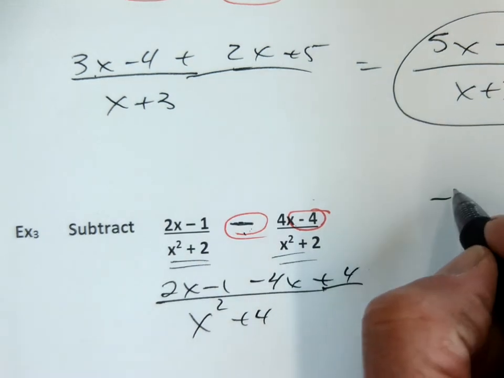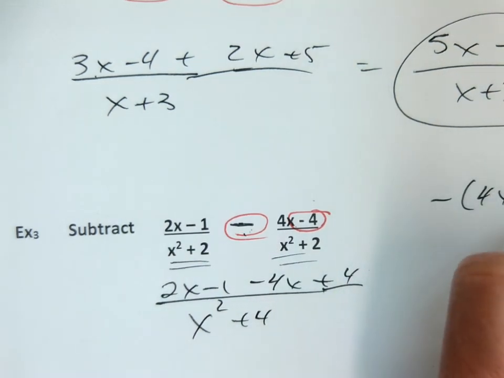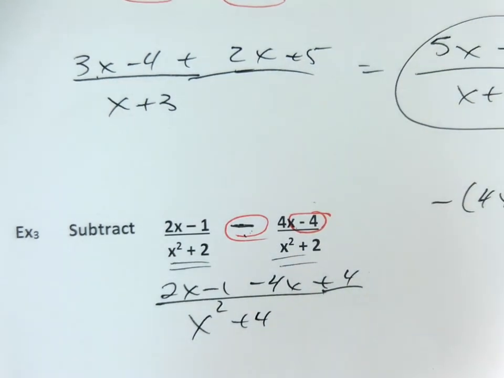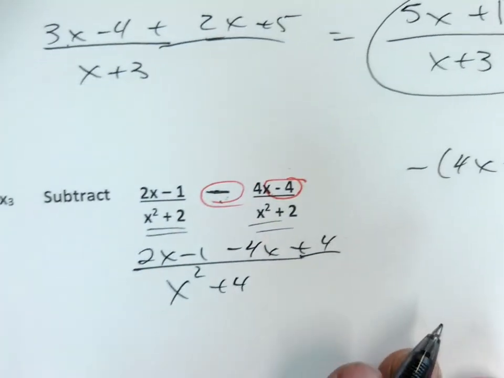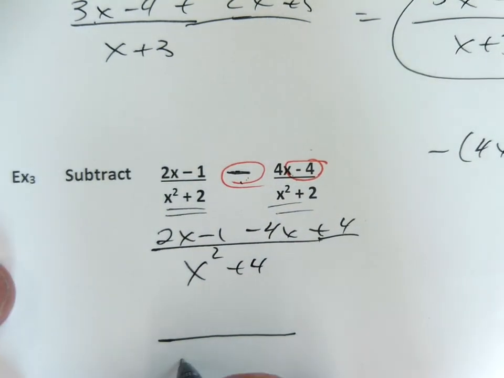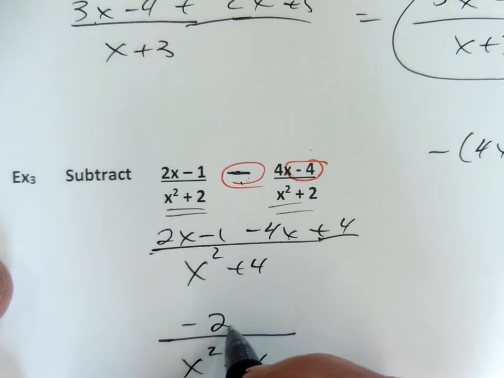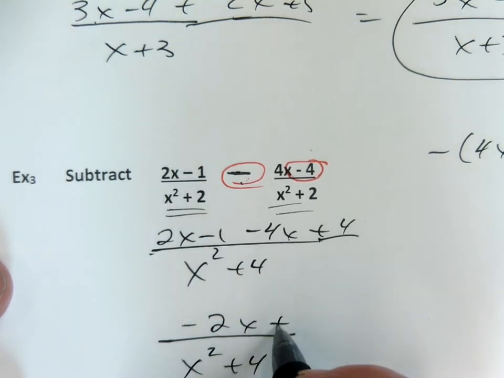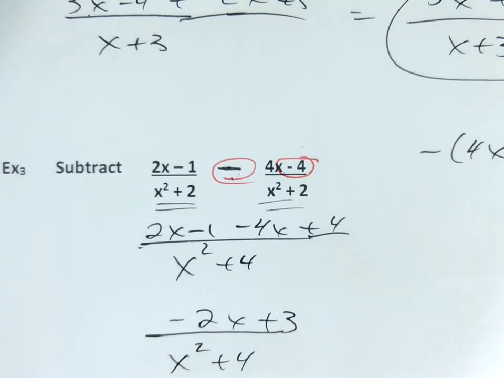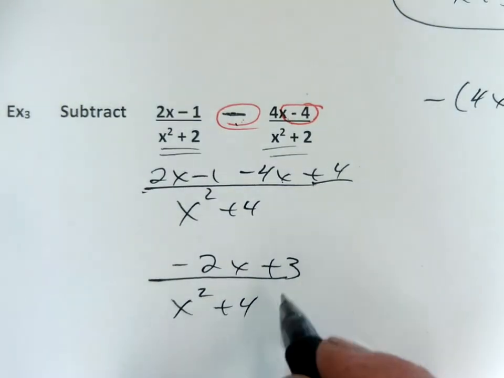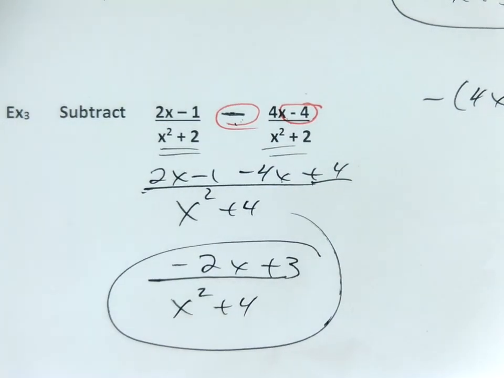It's like this. If you have to subtract the 4x minus 4, we know the negative goes to both, okay? Now my common denominator is x squared plus 4. And let's combine like terms. We'd have negative 2x plus 3. This one will not reduce. There's nothing you can do with it, so we're just going to leave that answer the way it is. Okay?